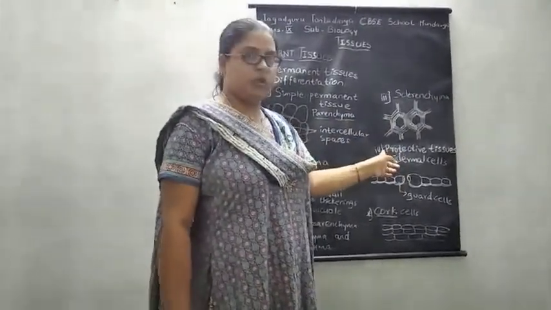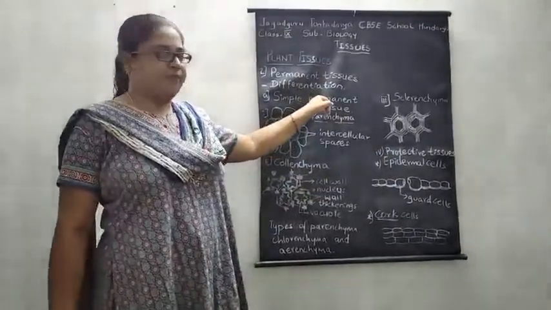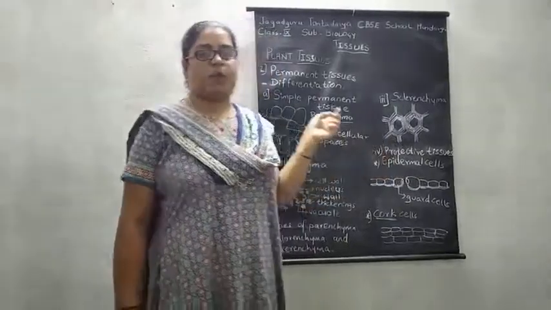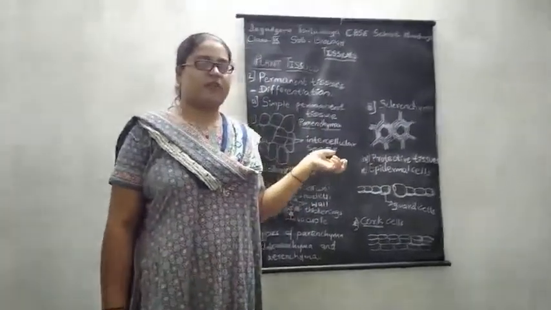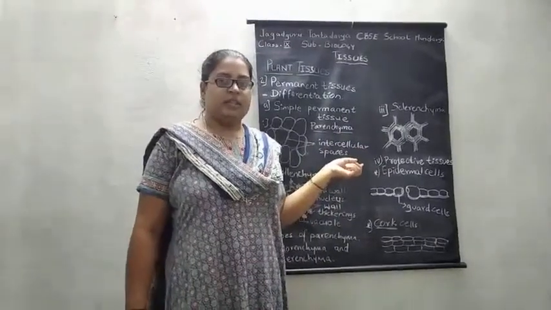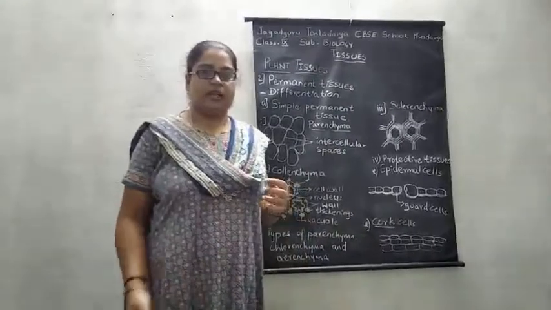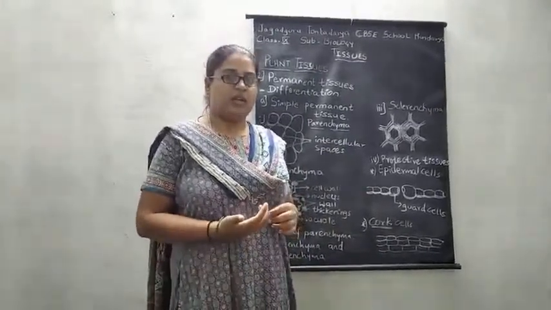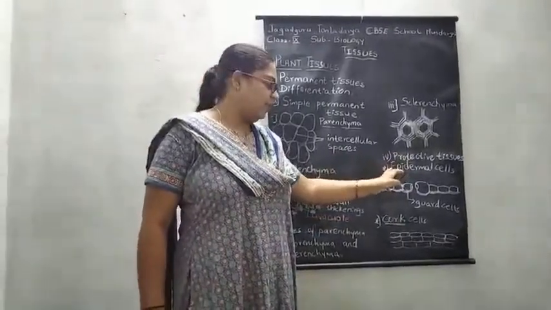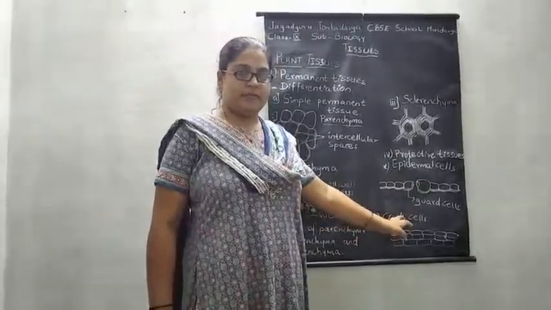Next we will move on to the fourth type of simple permanent tissue, which we call protective tissue. As the name suggests, protective means the cells of this tissue will provide protection to the plants, and also help the plant to tolerate any kind of environment conditions. Okay, and these protective tissues are again two types. First one is epidermal cells, second one is cork cells.